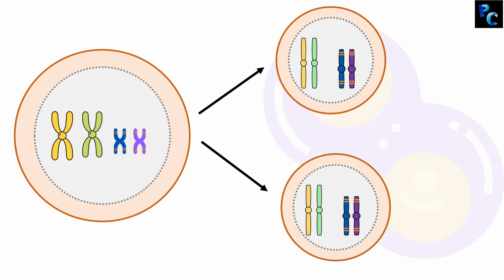So what did we see? 2 identical daughter cells are formed from the mother cell and all have the same number of chromosomes, that is 2n is equal to 4. This kind of cell division is called mitosis.